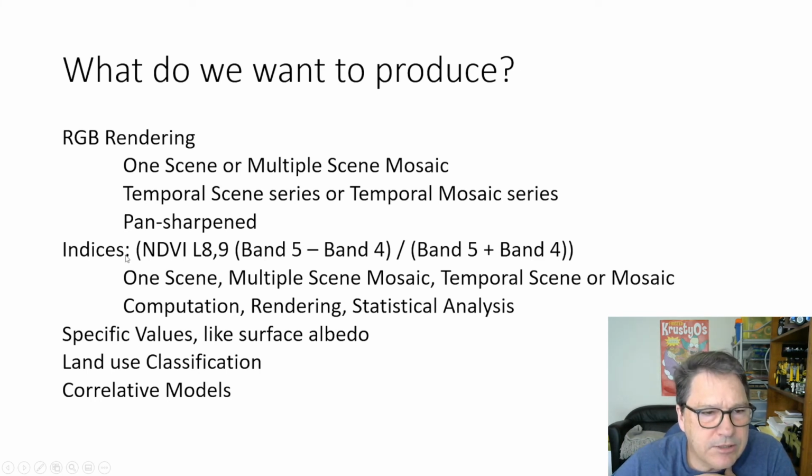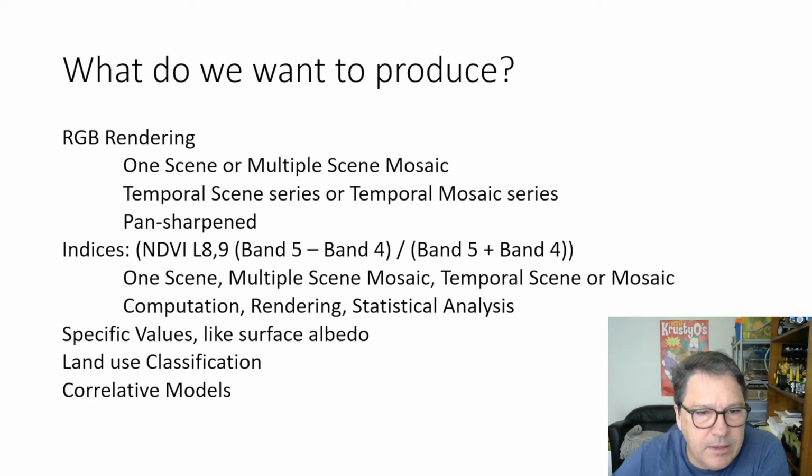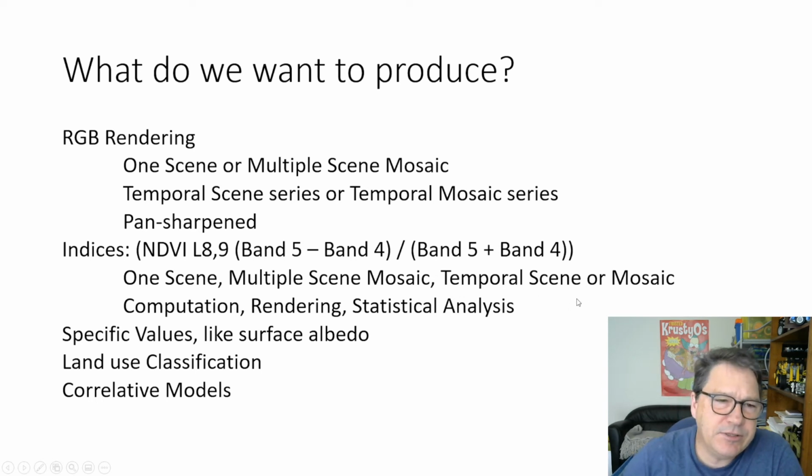You can produce indices. So these are usually some fairly simple formula, usually some ratio of bands. So for example, you've got the NDVI vegetation index, which for Landsat 8 would be band 5 minus 4 over band 5 plus 4. So just a simple formula, and ProRaster will compute these things for you in virtual rasters. So what kind of input will you require to this index calculation? Well, again, it depends on whether you're looking at one scene or multiple scenes in a mosaic or temporal scenes. It also depends on the index itself.